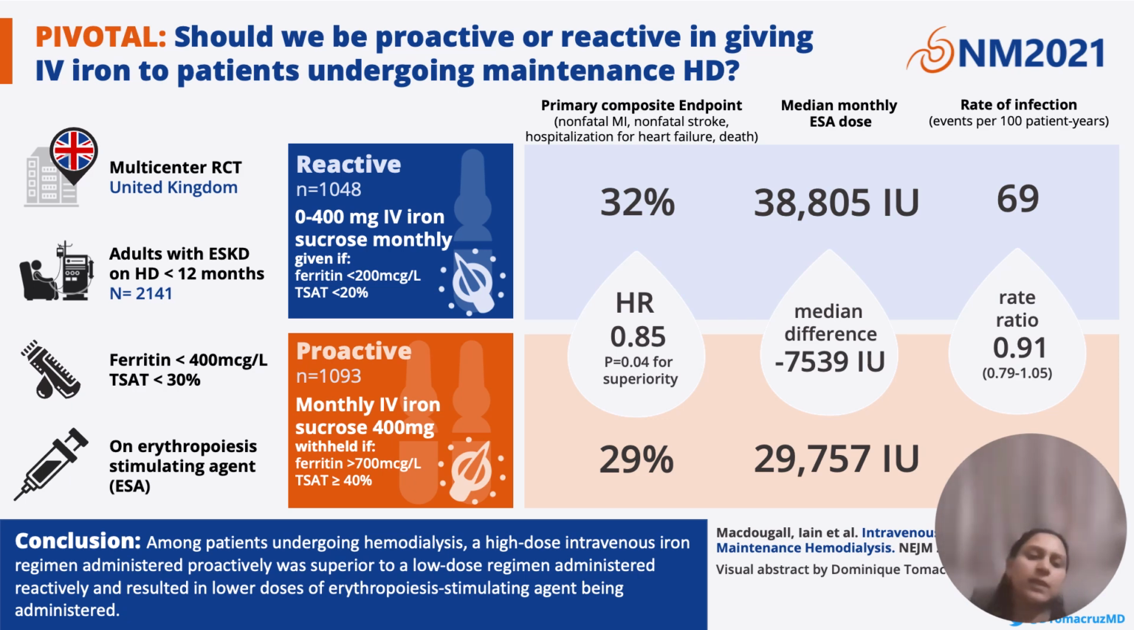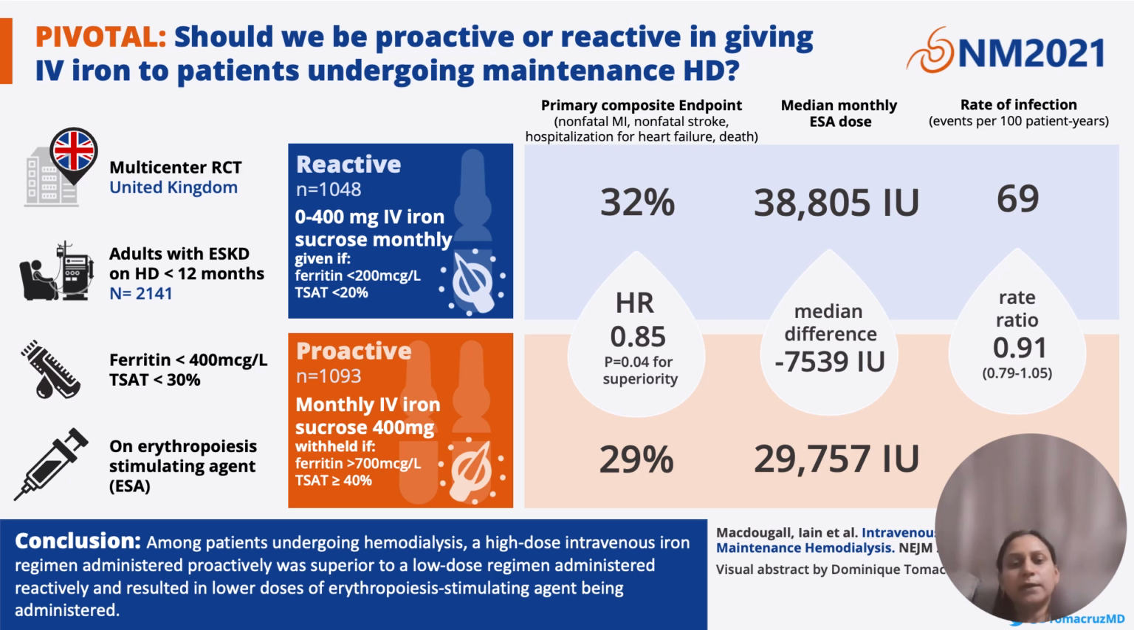So this is another study, the PIVOTAL study, which looked at reactive iron treatment versus proactive iron treatment. So this was conducted in the UK, a multi-center RCT in patients undergoing dialysis. So patients with ferritin of less than 400 and TSAT of less than 30%, that is iron deficiency anemia, were recruited for the study. So the reactive group received 400 milligrams of IV iron sucrose monthly. It was given only if the ferritin was less than 200 and TSAT was less than 20%. In the proactive group, monthly IV iron sucrose of 400 milligrams was routinely administered. It was withheld only if the ferritin was more than 700 and TSAT was more than 40%.